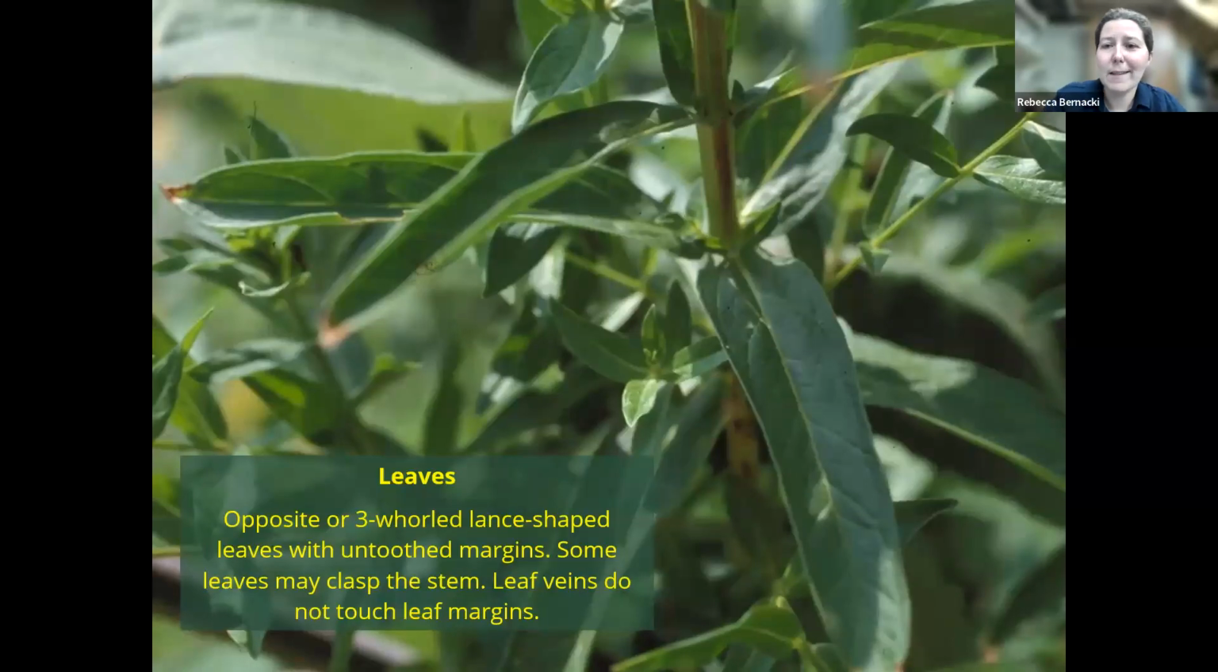So getting into the diagnostic features, we can look at the leaves of purple loosestrife. They're either going to be directly across from each other or in these whorls of 3 that we can see in this picture here. The leaf edges are going to be smooth and not toothed, and the leaves may clasp the stem as we can see in the picture here. Kind of a cool diagnostic trait here is that the leaf veins do not touch the edge of the leaf, so there's actually a vein that runs parallel to the leaf edge.